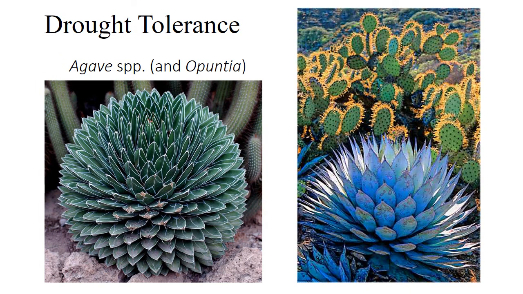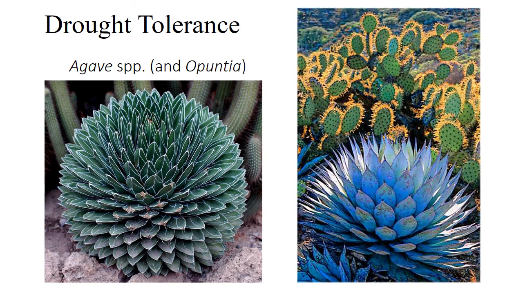So another kind of whole plant characteristic of drought-tolerant plants is exemplified by these succulents, these agave plants here. And these are succulent plants, which means they store a lot of water in vacuoles within their cells. Another feature of them is that they have a thick, waxy cuticle that surrounds their leaves, and this reduces the level of evaporation from the leaf tissue.